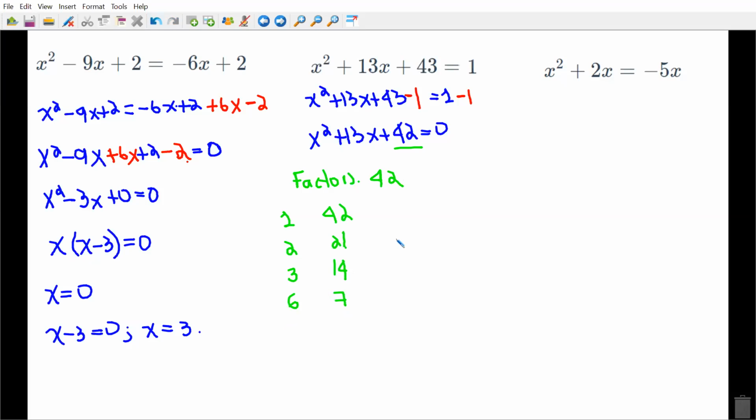Okay. And now what I'm going to be doing is I'm going to be adding these factors. 1 plus 42, 2 plus 21, 3 plus 14, and 6 plus 7. Why? Because I want to look for the linear term, and I have a 13x. 1 plus 42 is equal to 43. 2 plus 21 is going to be equal to 23. 3 plus 14 is going to be equal to 17. And 6 plus 7 is going to be equal to 13. So guys, we found it here. These are the ones we're going to be using.